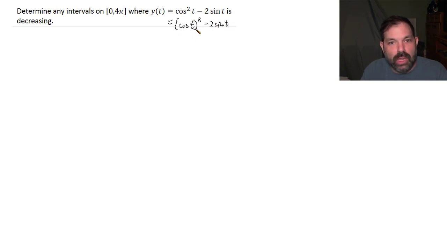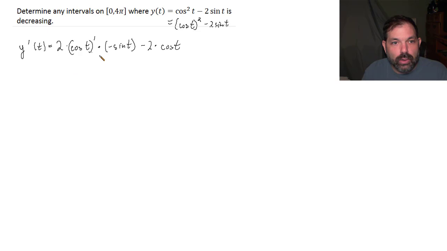So I'm going to have to use a chain rule here for the first term. y prime of t is 2 times cosine t to the first, and then the derivative of cosine t is negative sine t. And then minus 2, the derivative of sine t is cosine t. All right, notice that I can factor a 2, I can factor a cosine t.